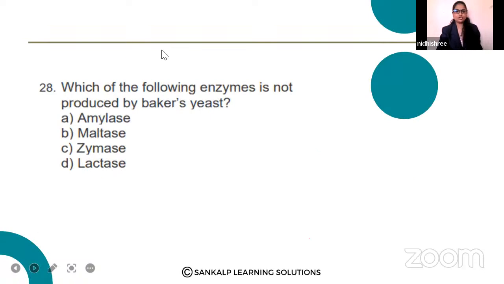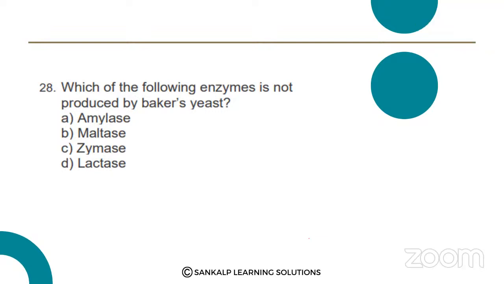Next, 28th question. Which of the following enzymes is not produced by Baker's yeast? Option A, amylase. Option B, maltase. Option C, zymase. Option D, lactase. Yes, who is going to answer this first? Option D, lactase. Okay. Kanchana Raj voted for option D. Purvi said option C. What about others? Any other answers? Option C. You said option C. Okay.